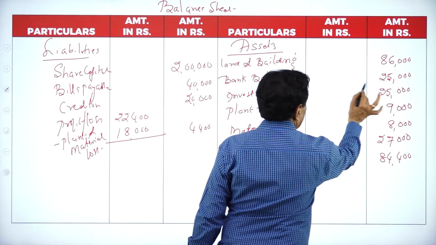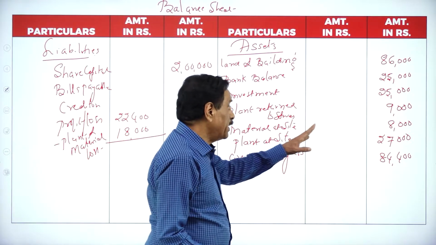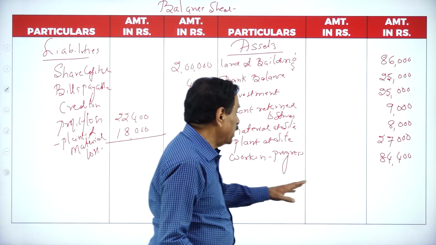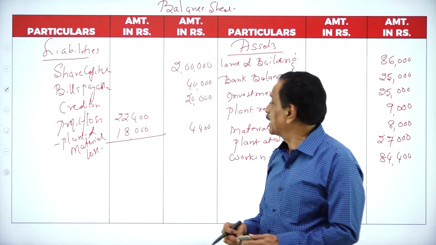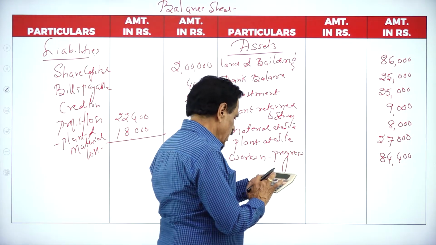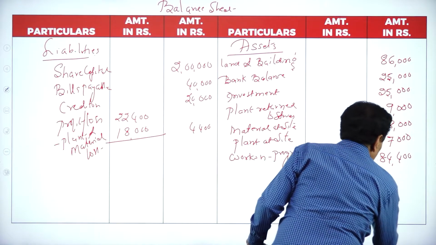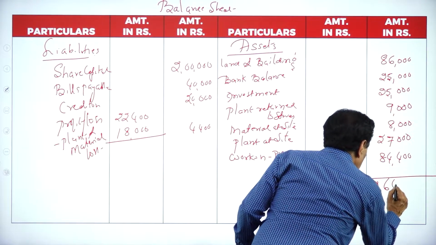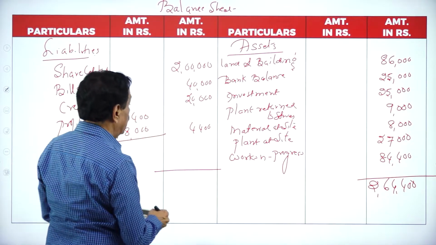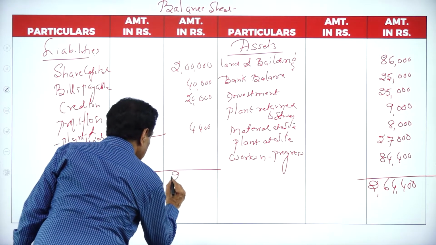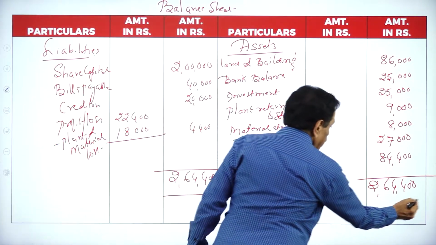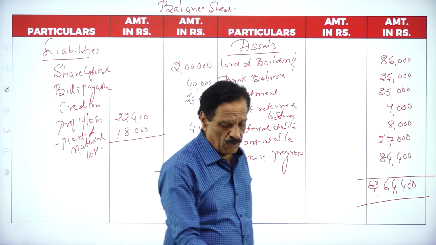Building is an asset, bank balance an asset, investment is an asset, plant returned to store 9,000, material asset 8,000, plant asset 27,000, work in progress 84,400. We'll add the figures now. 2 lakh 40, 2 lakh 64,400. Credit side 2 lakh 64,400. Here also 2 lakh 40, 2 lakh 64,400. It will tally at 2 lakh 64,400.